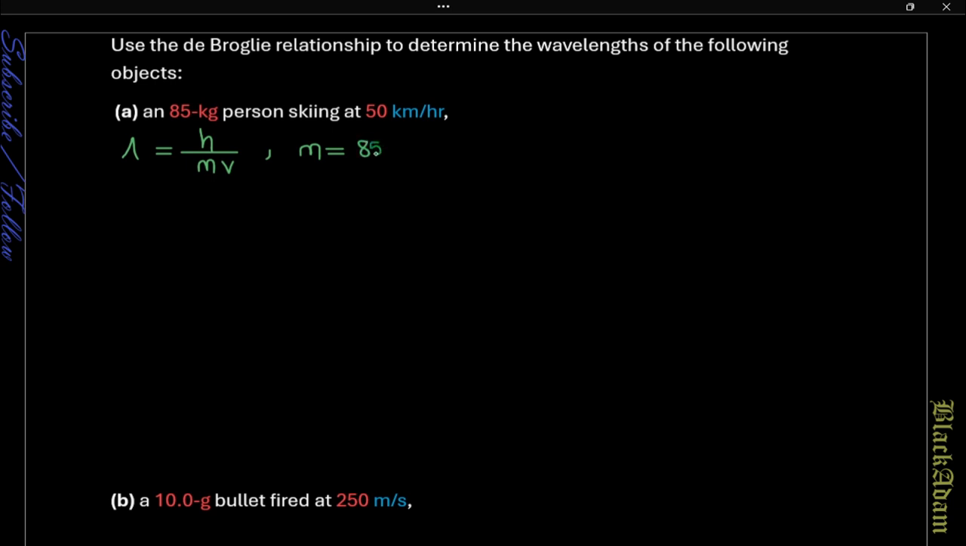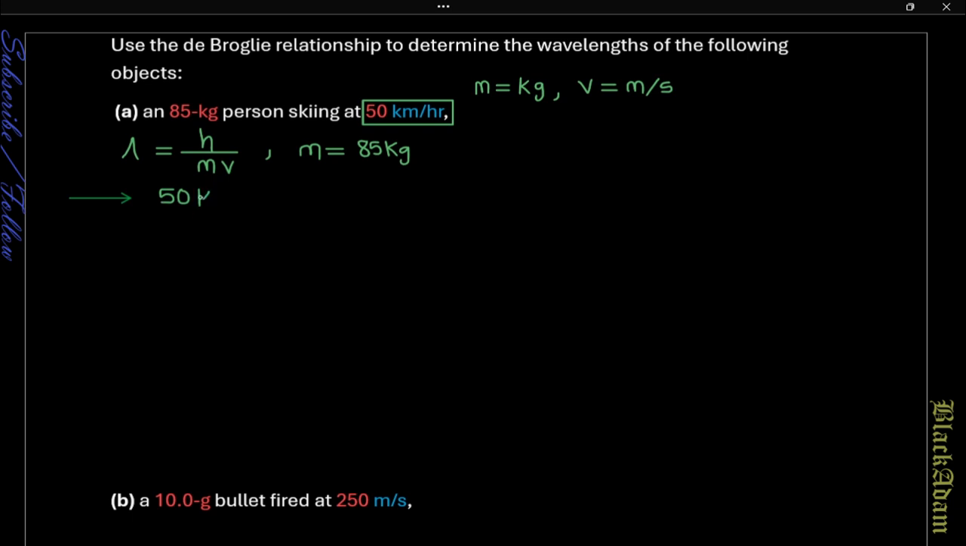And then mass is going to be 85 kg, and as SI unit the mass has to be in kg, and the velocity has to be in meters per second. That's more like physics. And we have the speed, so we have to convert kilometers per hour to meters per second.